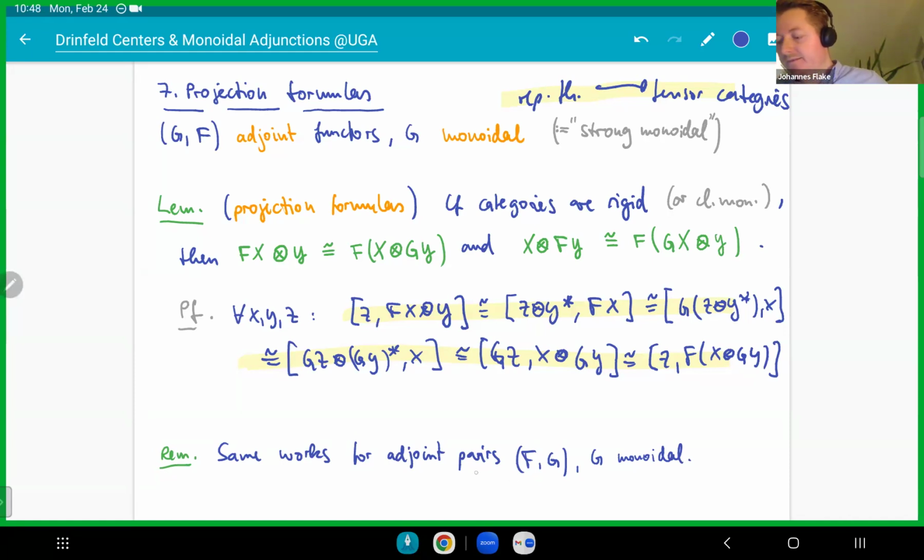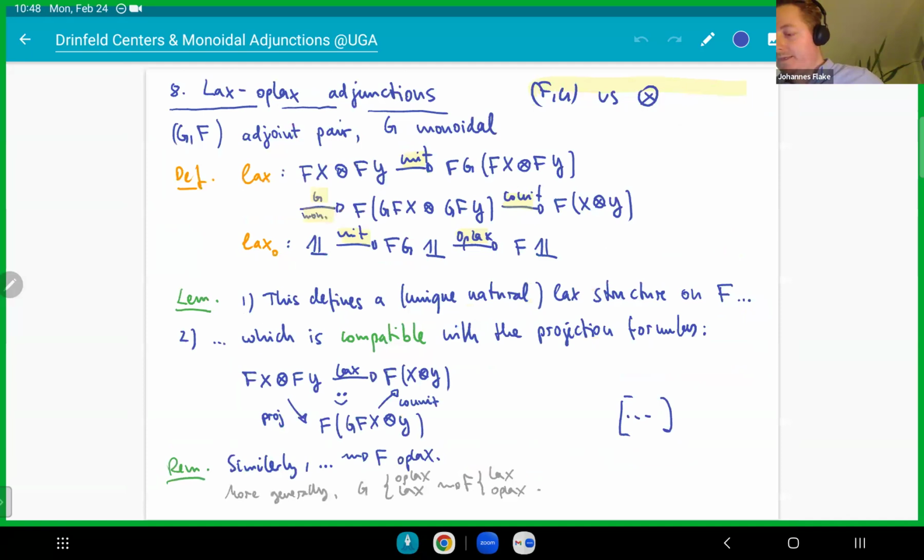Okay, and similarly, this works if the adjunction was the other way around, with F being the left adjoint and G being the right adjoint. So again, we stay in the abstract territory for a bit. In the same situation, G and F is an adjoint pair, so G is the left adjoint and F is the right adjoint, and G is again monoidal. There is a structure induced by this monoidal structure on G on F.